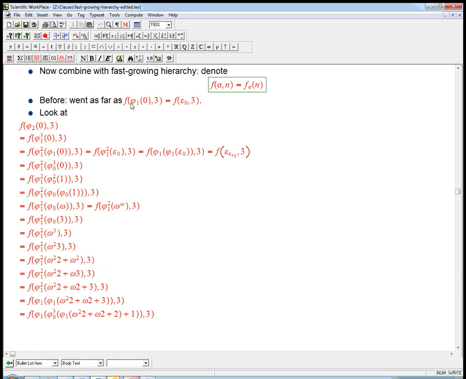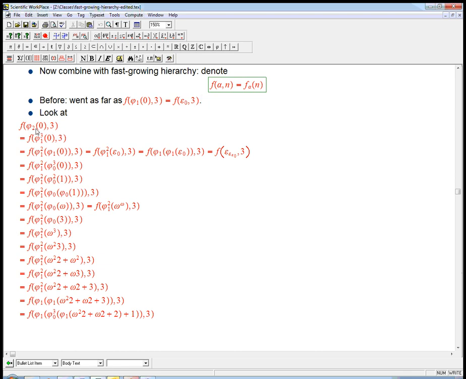So that's really f of, now in our new notation, phi1 of 0, comma 3. So it's almost the dinkiest Veblen, the second dinkiest Veblen function, the first value of it, or the 0th value. And that was already unbelievably huge. Okay, so now let's just look at a little bit of explicit expansions of what happens if we take f of, let's say, phi2 of 0, comma 3.